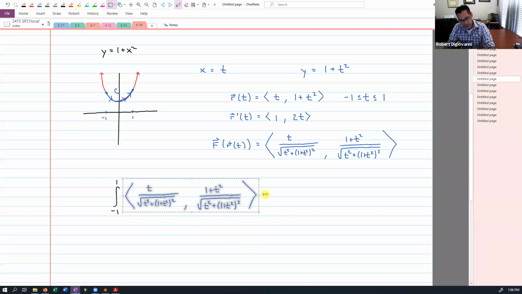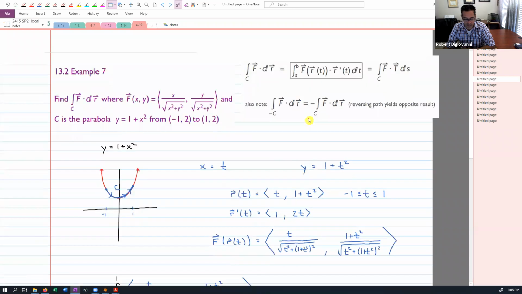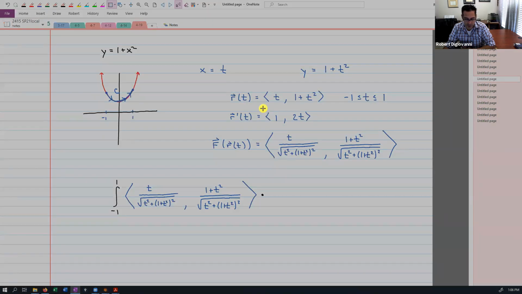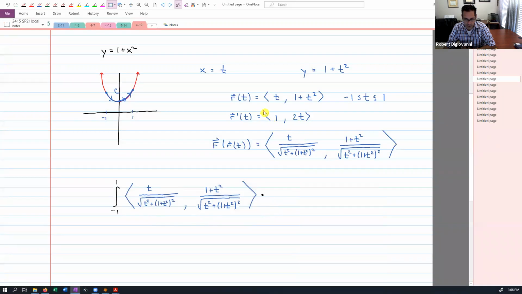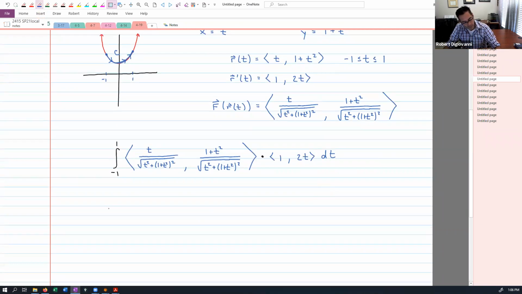It's that dotted with the derivative of the vector function, not the vector field, the vector function. So that's this. I guess I could have written that down in the same amount of time it took me to do that. Okay, dt. Now we dot, so we have to do a dot product. Dot products always result in a scalar or a scalar function. We'll have no vectors after we're done with this.